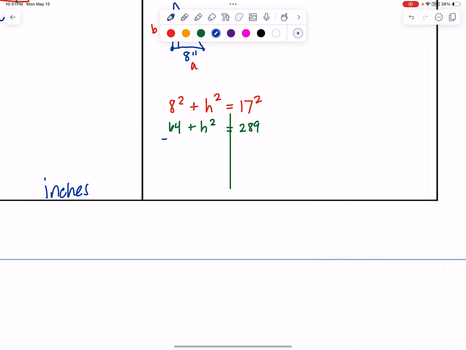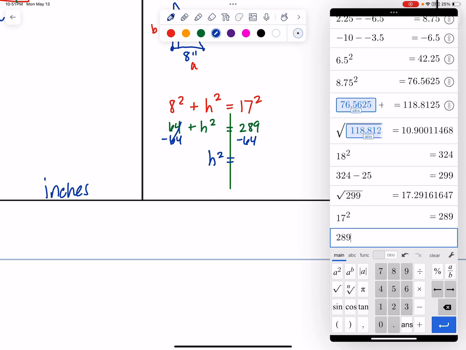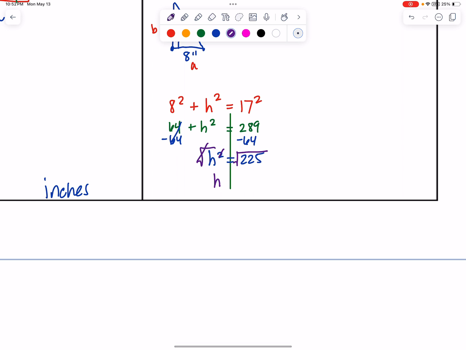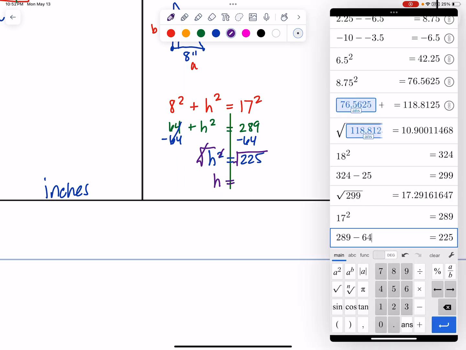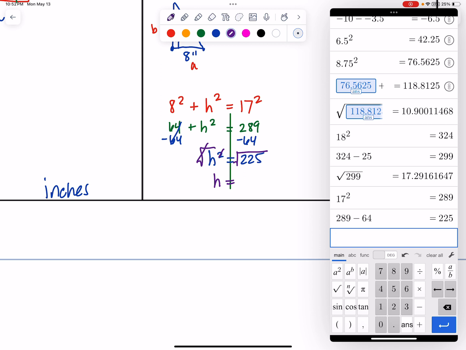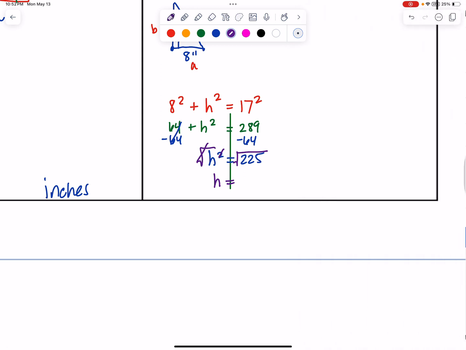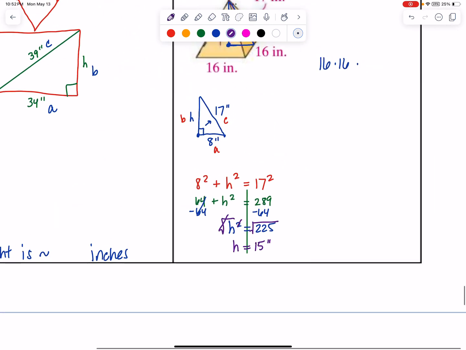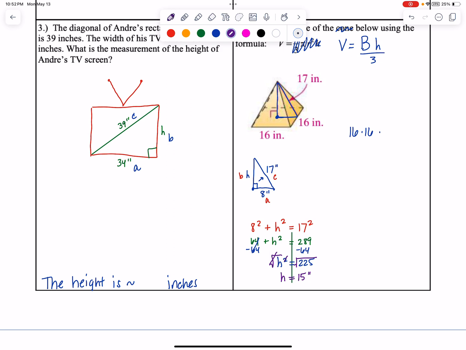Now we can start moving things around. So let's subtract 64 on both sides. And we're left with H squared equals 289 minus 64, which is 225. We've come across that one before. Let's take the square root of both sides to get rid of that exponent. And we're left with a height of exactly, what is it? Is it 15? I forget. Square root of 225. Yep, 15. Good memory, me. And that is inches. So by using the Pythagorean theorem, we figured out the height of our pyramid.